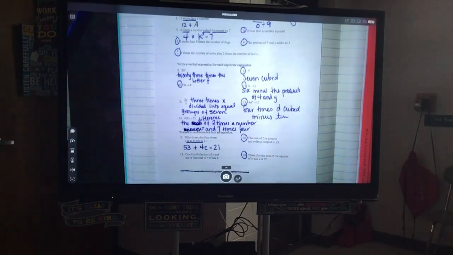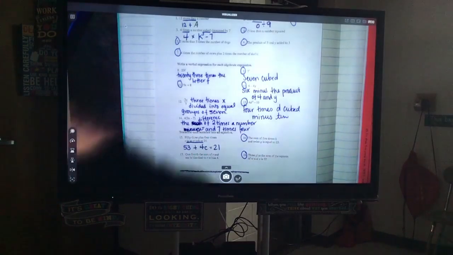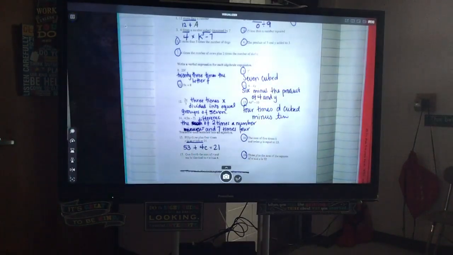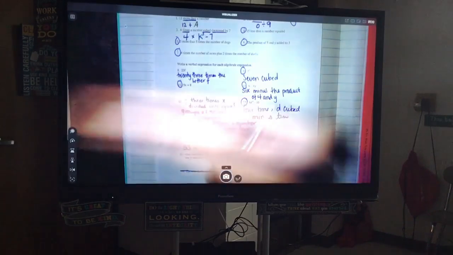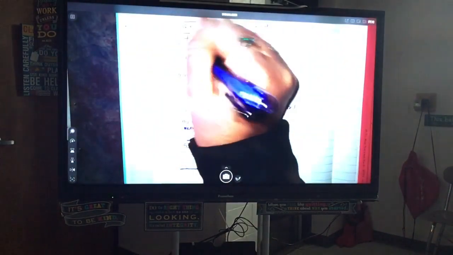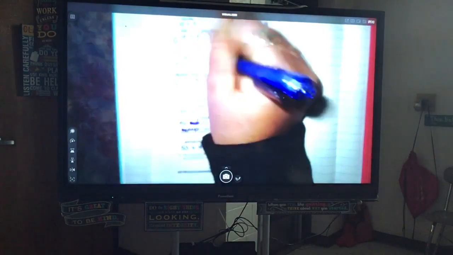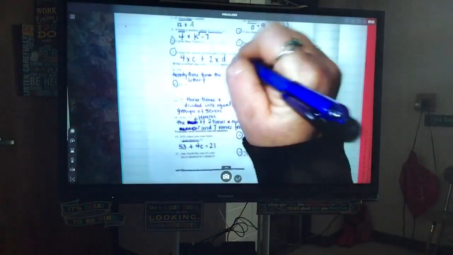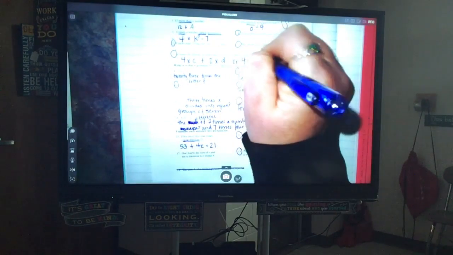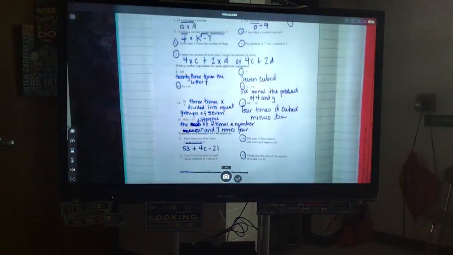So it says 4 times the number of cows plus 2 times the number of ducks. So how is that different from the other ones? Aiden? It doesn't have a variable, it just says cows and ducks. Okay, so Aiden, would you mind telling me what you wrote for that? It's okay, that's wrong. That's why we're going over it. 4 times C plus 2 times D. Perfect. So that should be 4 times C plus 2 times D. Or you could have written it 4C plus 2D. Okay, so either way.